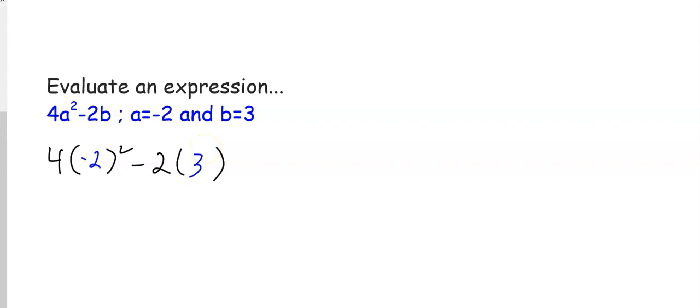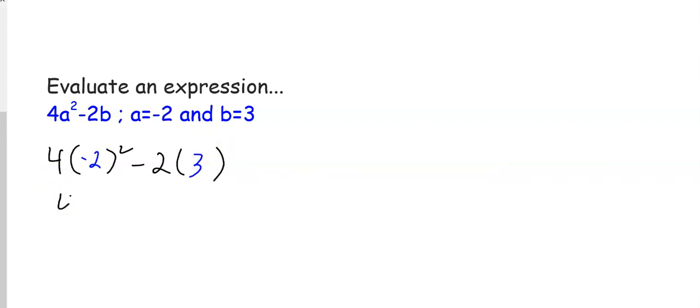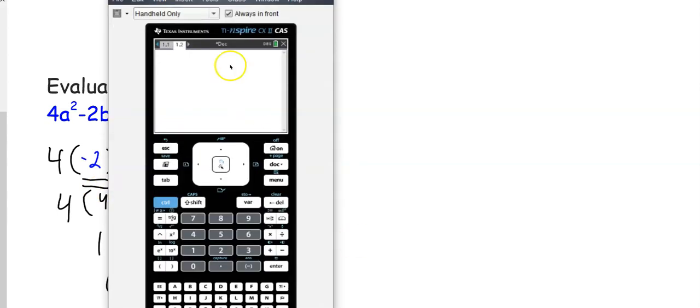Now if you solve this one step at a time, this would be 4 times positive 4 minus 2 times 3, which is 6. 4 times 4 is 16, minus 6. So the answer is definitely 10 right there. But it's very important that you put that negative in parentheses, because a is being squared, so -2 times -2 is a positive 4. Be very careful, because a lot of students will type this in incorrectly into their calculator.